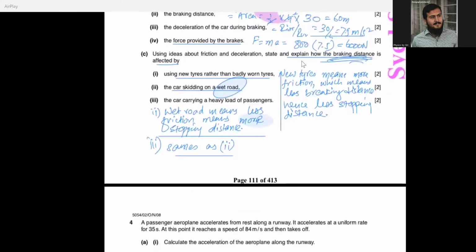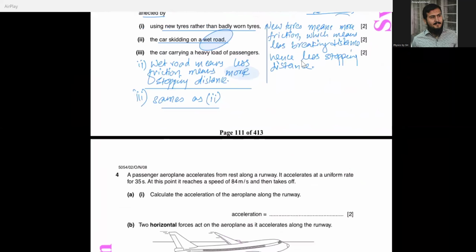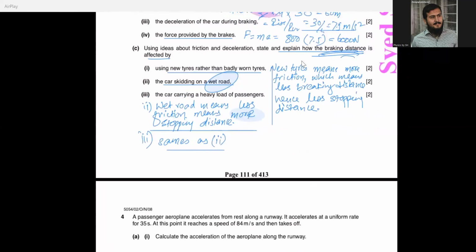So inertia is the tendency to resist change. I hope that's clear. So, what should I write for heavy load passengers? The heavy load passengers would mean that the car has more mass. Inertia is directly dependent on mass. The more massive something, the more inertia it has.